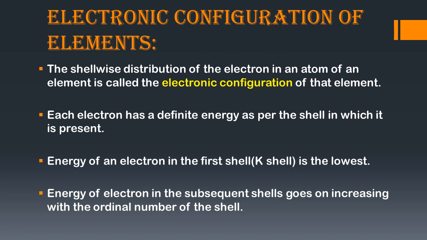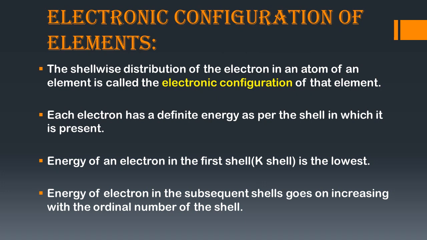Electronic configuration of elements. The shell-wise distribution of the electrons in an atom of an element is called the electronic configuration. So students, basically what is the electronic configuration? It is the arrangement of electrons in a particular shell or orbit around a nucleus. This is nothing but an electronic configuration.